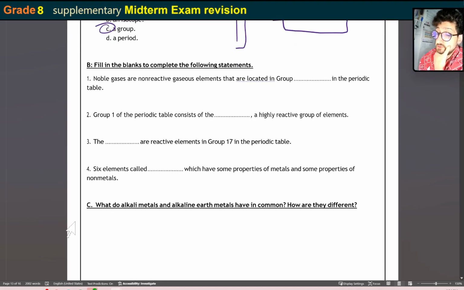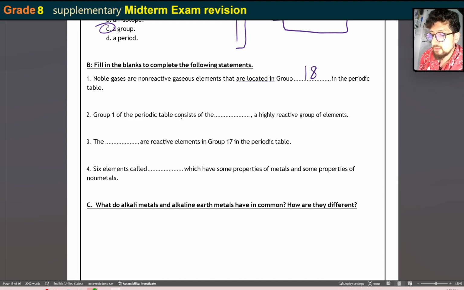Noble gases are non-reactive gaseous elements that are located in group 18 in the periodic table. Now, if you say group 8, that's also kind of acceptable. So in the test or in the exam, hopefully there will be some choices in this sort of question. So if you don't see 18 and you see 8, then pick 8. But essentially they're the same thing. The reason why we say 8 is because we're not counting the transition metals in the middle. But sometimes they count them and then it becomes group 18. So 8, 18, same thing.